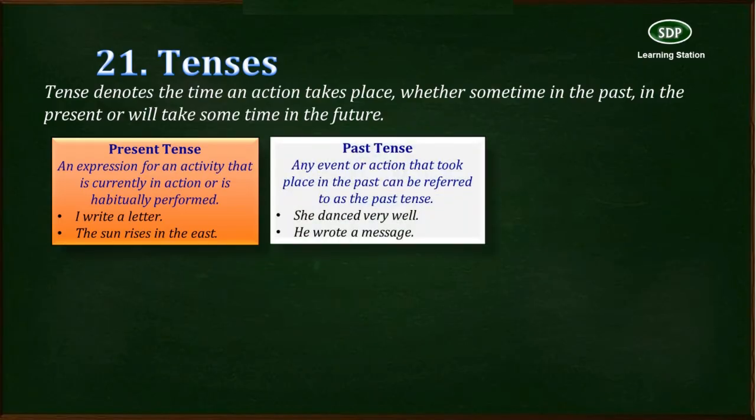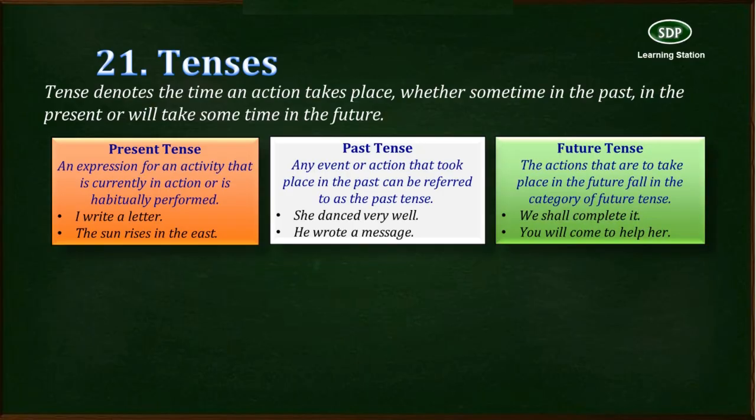Past tense. Any event or action that took place in the past can be referred to as the past tense. For example, she danced very well. He wrote a message. Future tense. The actions that are to take place in the future fall in the category of future tense. For example, we shall complete it. You will come to help her.